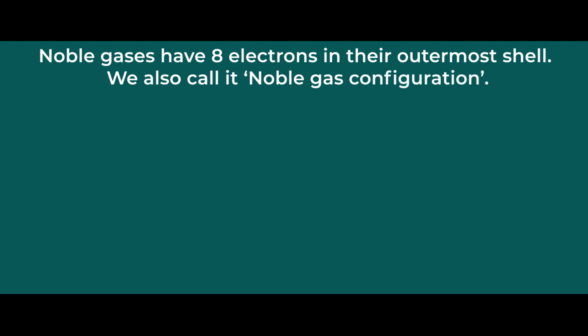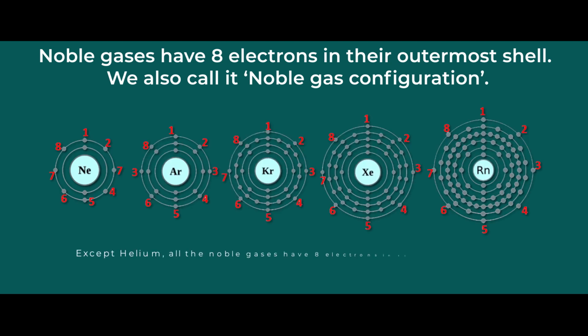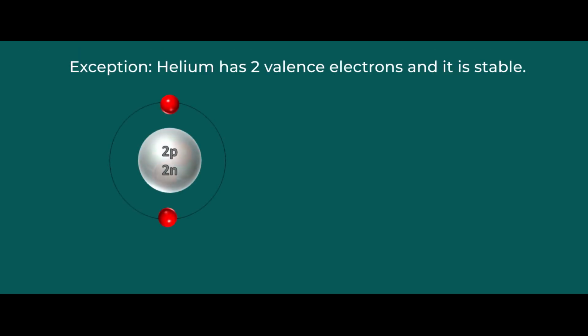So I have some examples. You can look on the board again. Neon, argon, krypton, xenon, and radium. And you can see all of them have 8 electrons in their outermost shell. They have different numbers of shells, but the outermost shell have 8 electrons each, except for helium. Helium is also a noble gas, but helium is not having 8 electrons. It has 2 electrons, and it is, again, stable because helium is having only 1 shell.